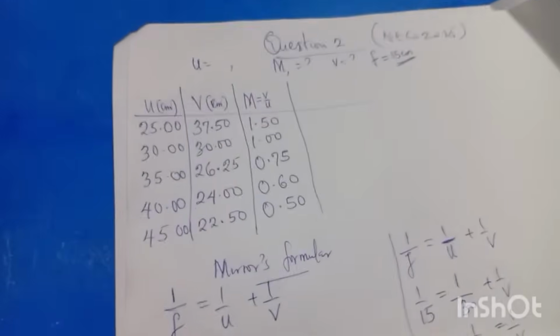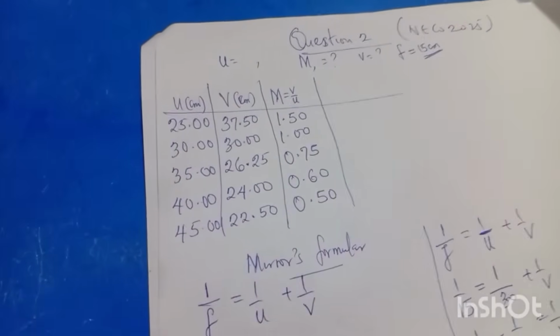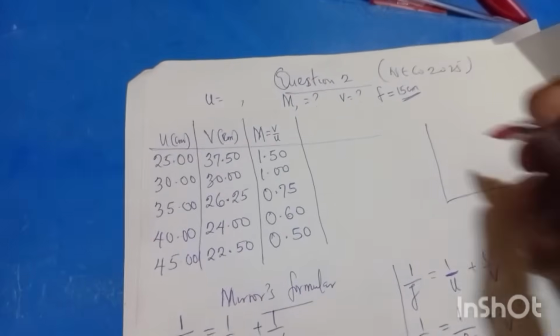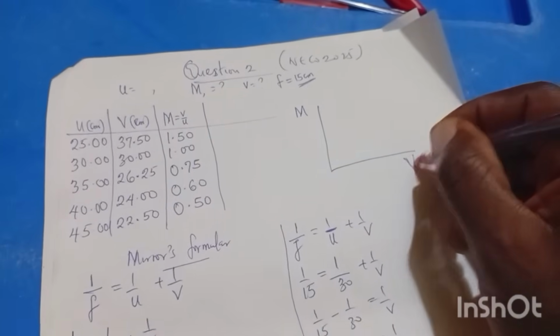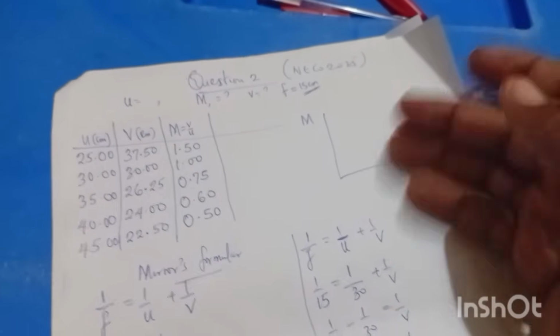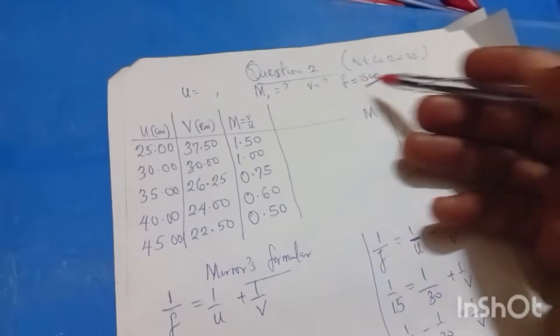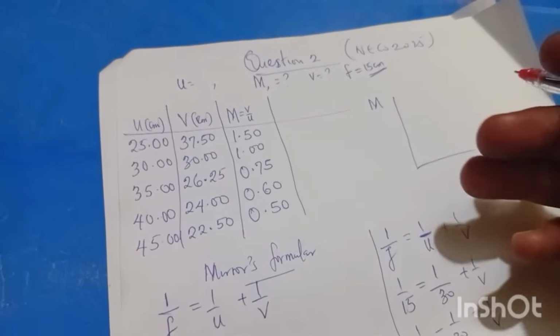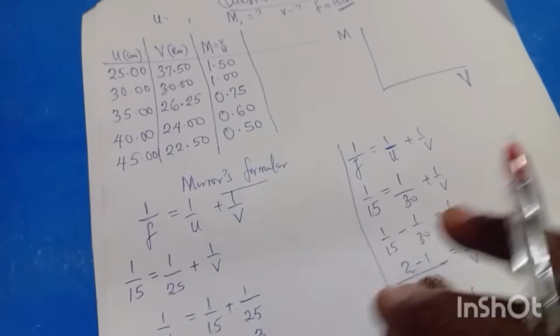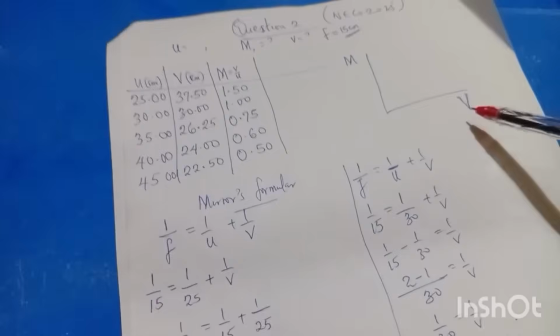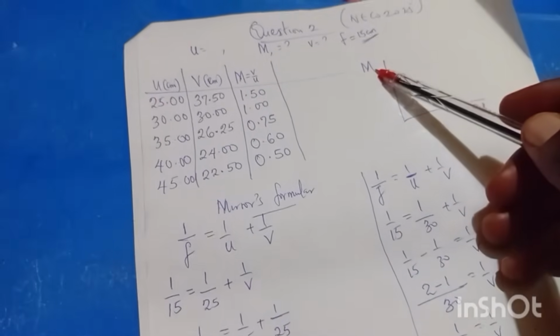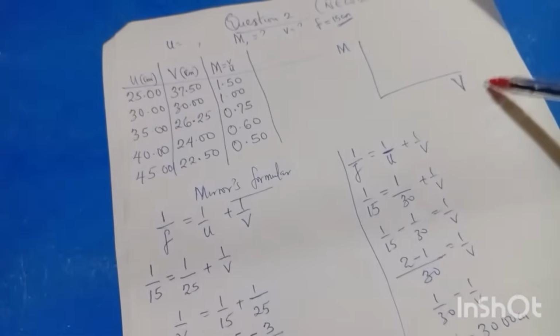And the graph, we are told to plot a graph of m on the vertical axis, and v on the horizontal axis. That's the graph we want to plot. Don't forget your title when you talk about graph. That's the graph of m against v. The graph of m, no units, against v, centimeter.